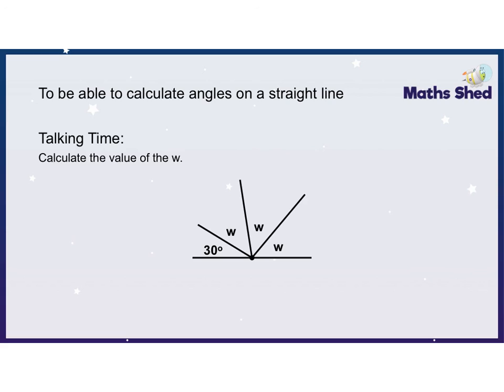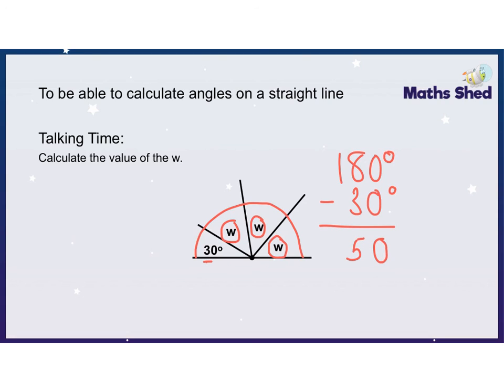Okay, so for this one I've got 4 angles, but 3 of them are going to be all the same because they're all W's, they're the same letter. Angles on a straight line, 180 degrees. Now the only information I have at the moment is that this angle is 30 degrees. So I'm going to take that away from 180 and I'm left with 150 degrees. I'm going to have to divide that between those three angles, and I know that my answer will be 50 degrees. So W equals 50 degrees.